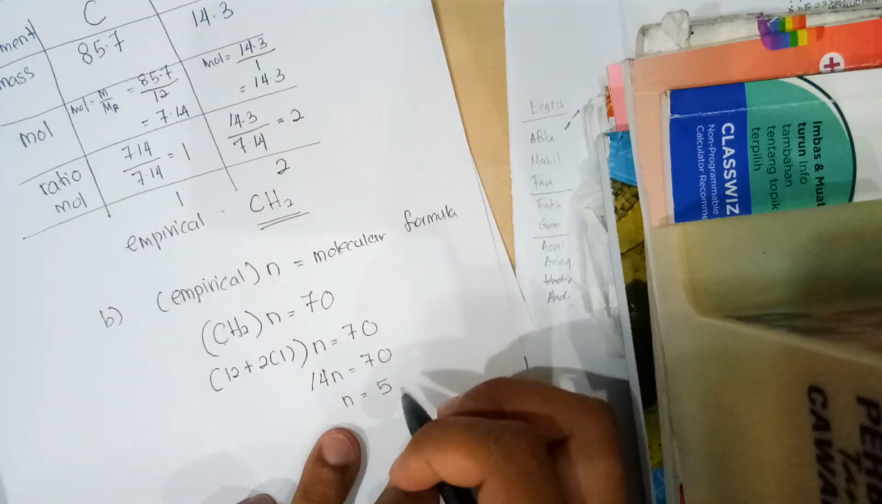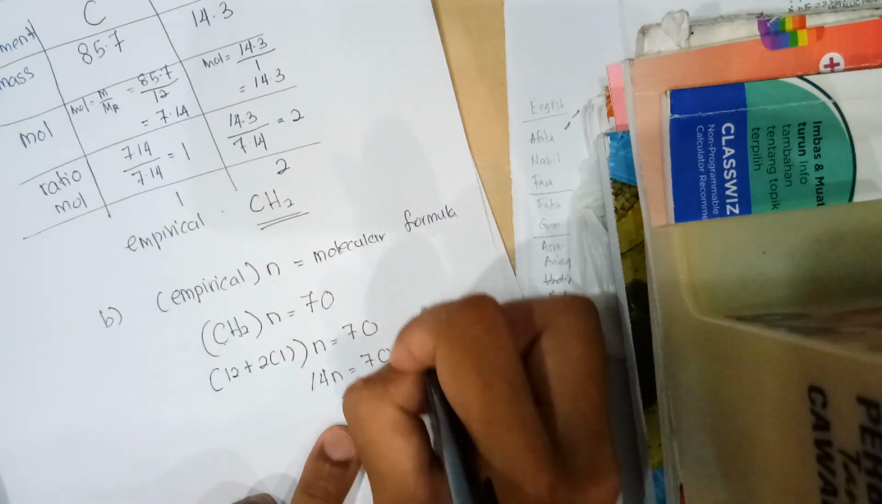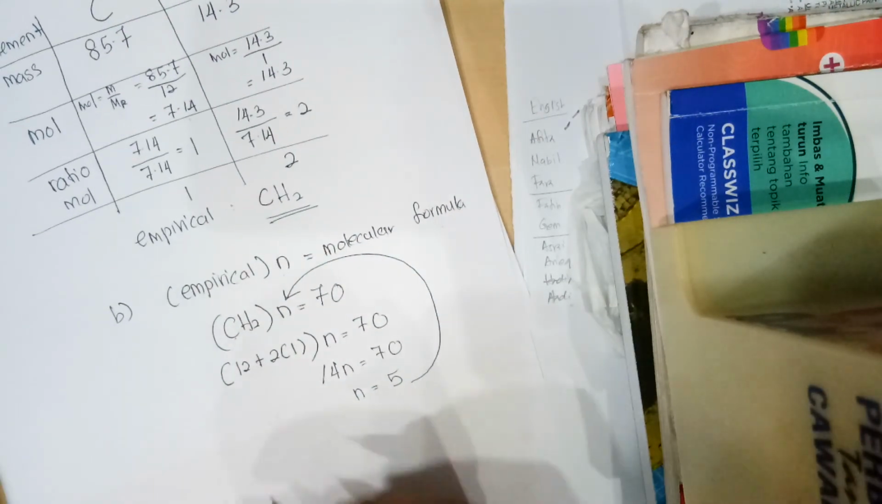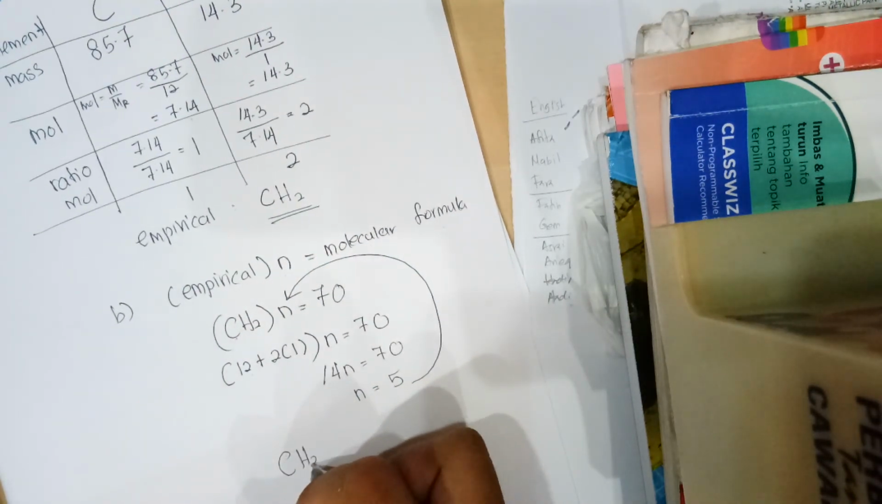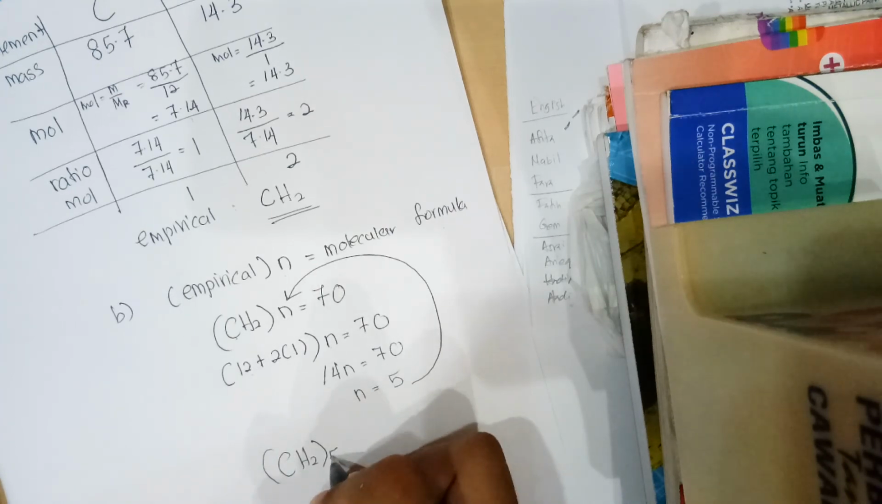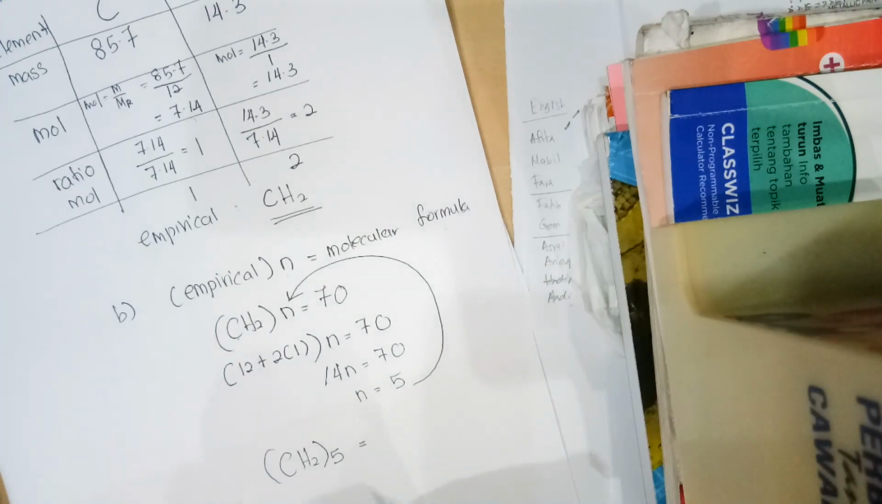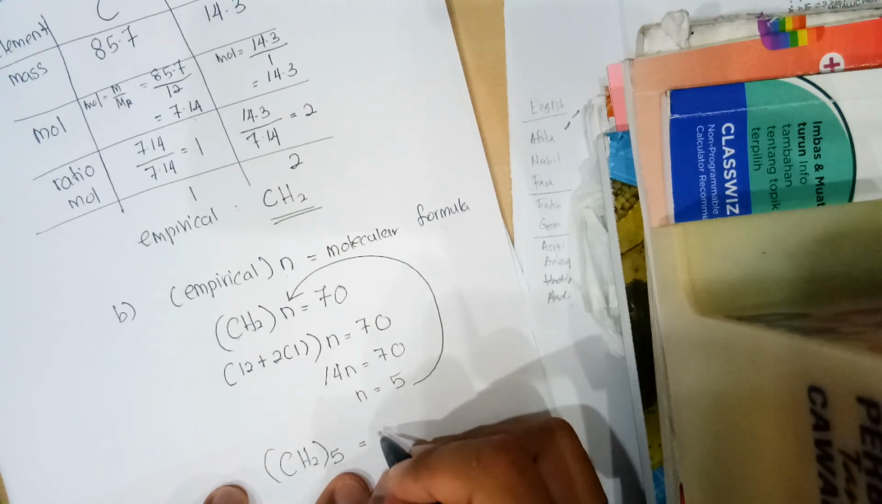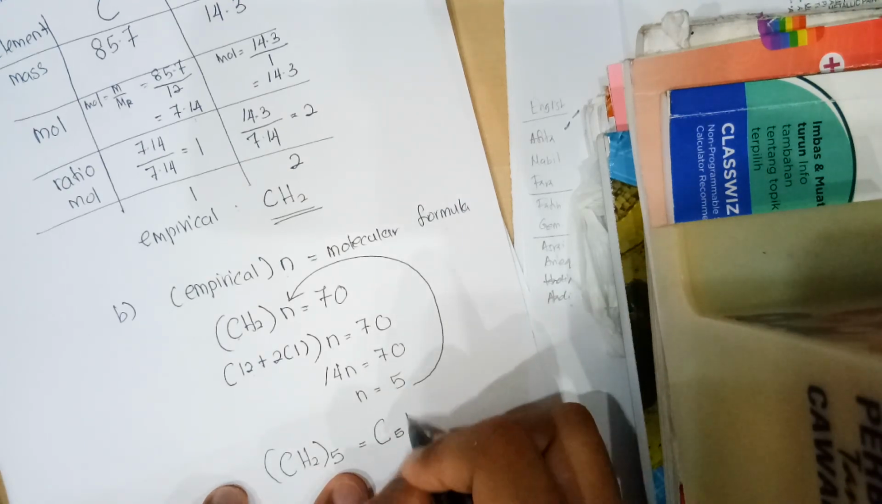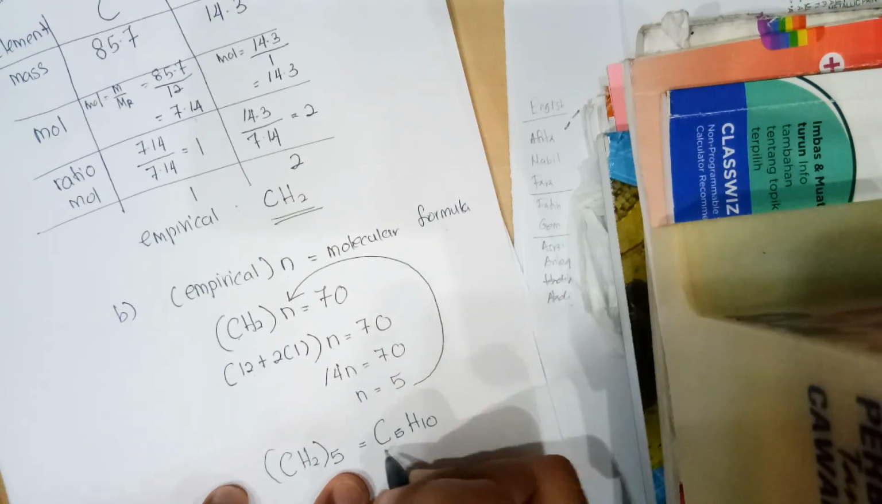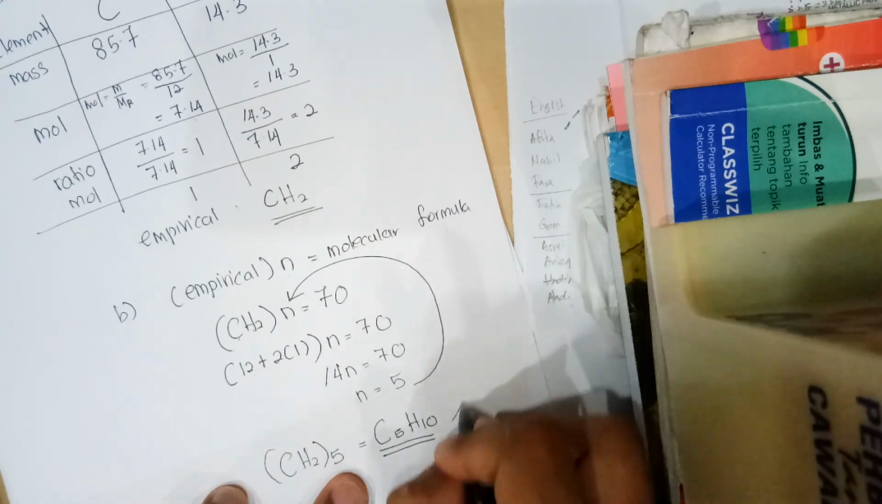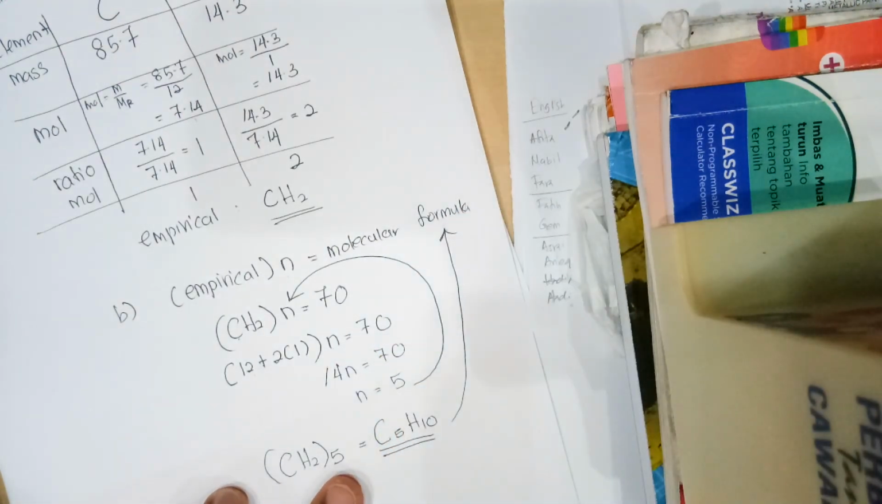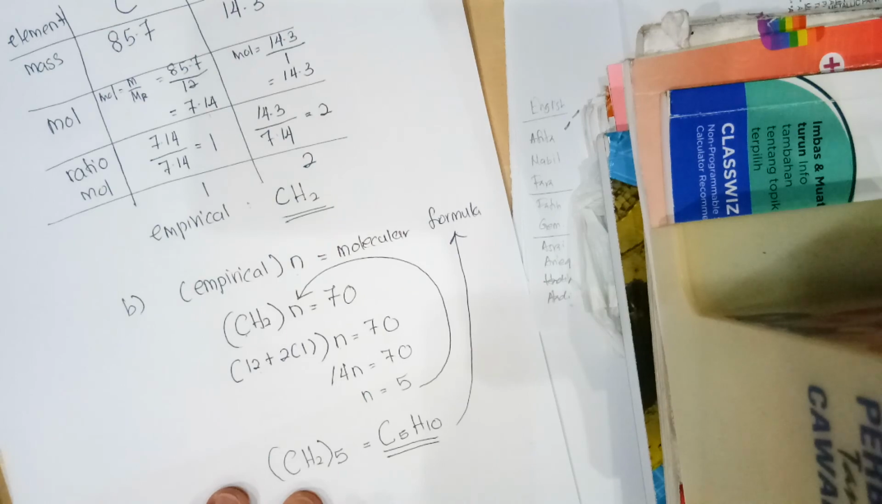So what should you do with your N of 5? You substitute N back into the formula. You will get CH2 times 5, so the formula will be C5H10. This is your molecular formula. That is the technique. I hope you can understand how to find the molecular formula.